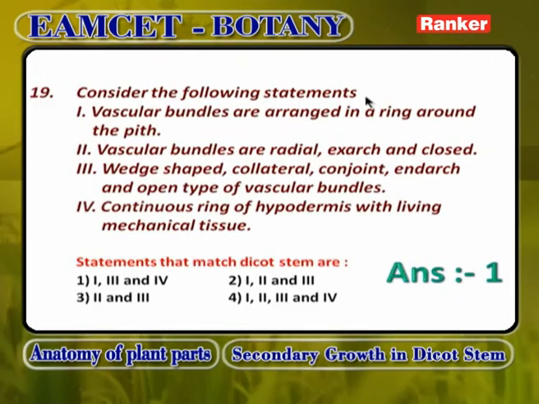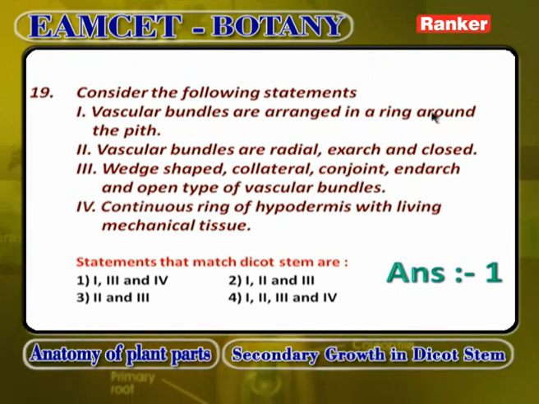Consider the following statements and match with the dicot stem. Vascular bundles are arranged in a ring around the pith. Correct. Vascular bundles are radial, wrong. They are conjoint, collateral, wedge shaped, endarch and open type of vascular bundles, which is correct.